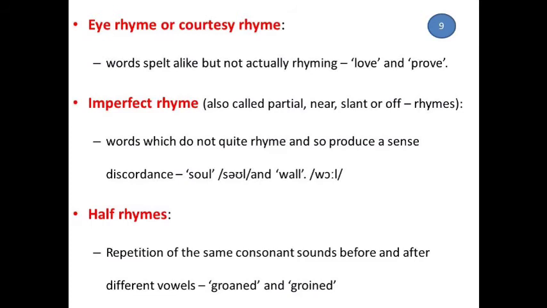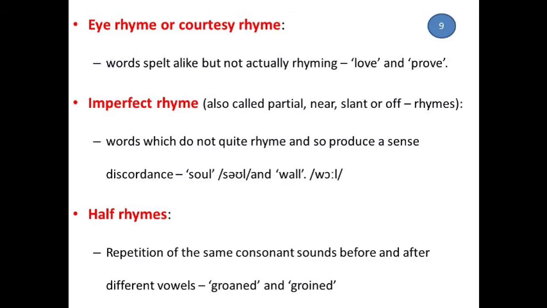Another rhyme is imperfect rhyme. It is also called partial rhyme, near rhyme, slant rhyme or off rhyme, which have words which do not quite rhyme and so produce a sense of discordance. So here we have the example SOUL, soul, and WALL, wall. These are words which do not quite rhyme with each other, so they produce a kind of discordance.